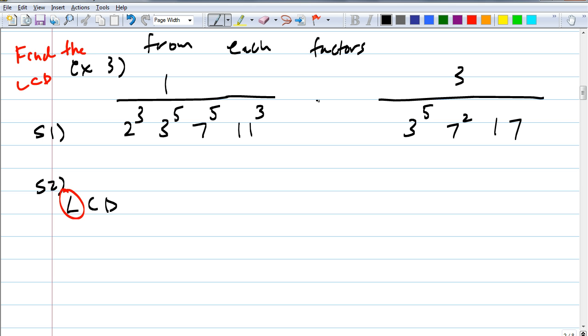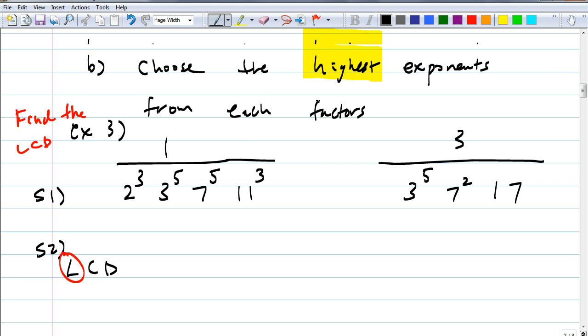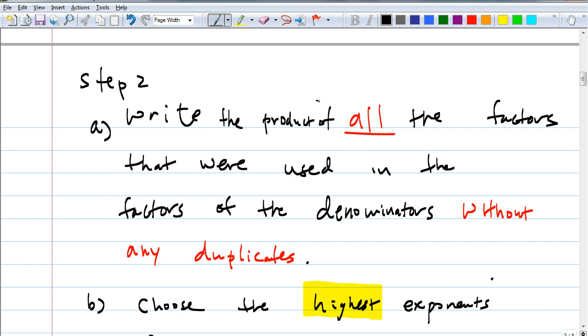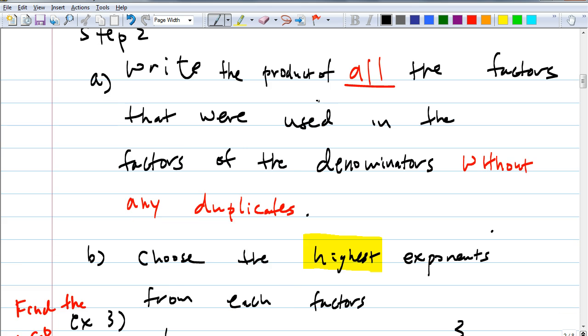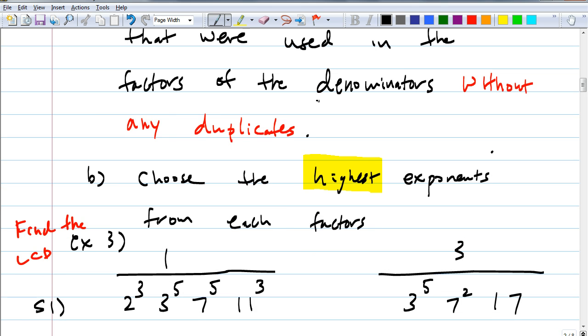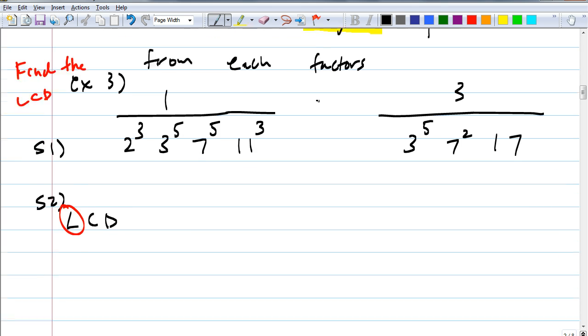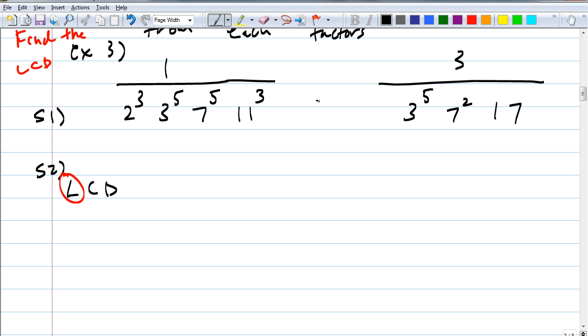Do you think you're going to see things like this on your homework or test? No, you're not going to. But for this example, I just gave you an easy one. So I did the factoring for you. Now all you have to do is step 2. What does step 2 say? It says write the product of all the factors that were used in the factors of the denominators without any duplicates. So, what do I mean by that?